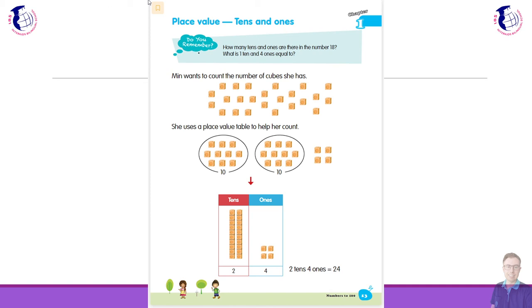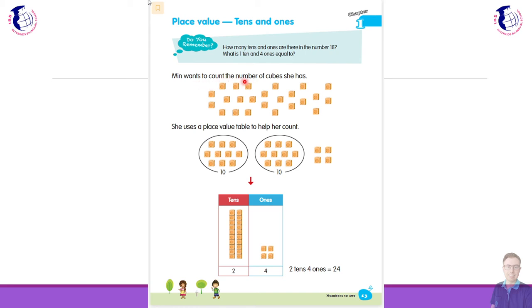So do you remember? How many 10s and 1s are there in the number 18? You can see there's an 8 in the 1's place value and a 1 in the 10's place value. And then what is 1 10 and 4 1s equal to? If you've got 1 10 and 4 1s, you would have 14.